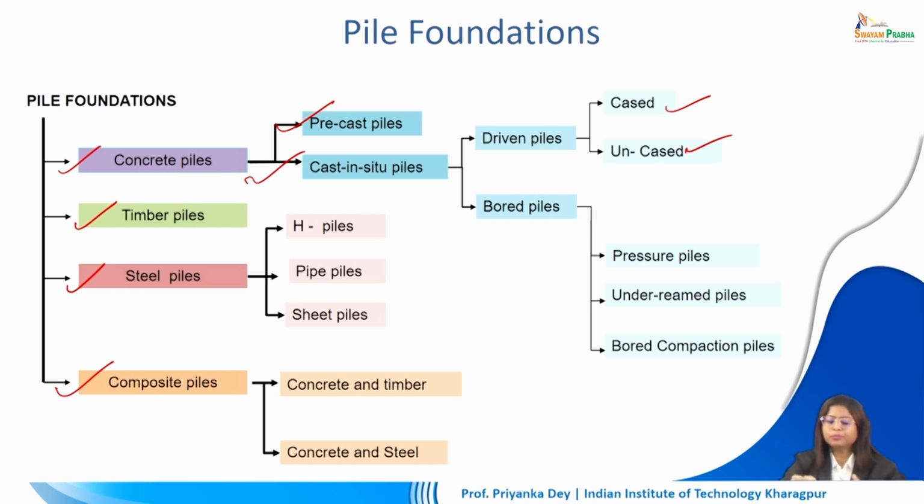Bored piles can be pressure piles. These are created with the help of air pressure. We can have underreamed piles, also applicable in black cotton soil because they have a little bulb which helps us secure the foundation well. So underream tools are used to create an underreamed pile. We can also have bored compaction piles, which are a combination of bored and driven piles. Steel piles can be further classified on the basis of shape into H piles, pipe piles or sheet piles. And composite piles essentially means it's made up of two materials. So it could be concrete and timber, or concrete and steel. But in the end, altogether, it acts as a single entity.